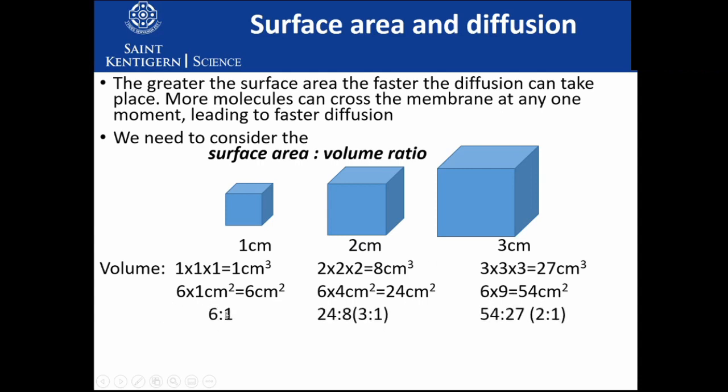So what are our ratios? This one is easy, 6 to 1. That is a very good surface area to volume ratio. Whereas this one is 24 to 8, which translates to 3 to 1. So it's basically half of that. And this one is 2 to 1. So as you can see, not a very good surface area to volume ratio. So we want the surface area to volume ratio to be as big as possible.